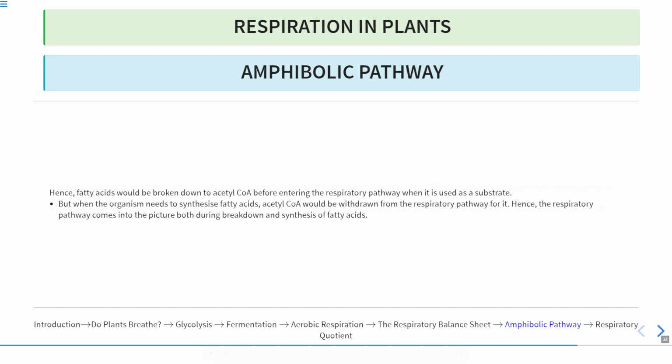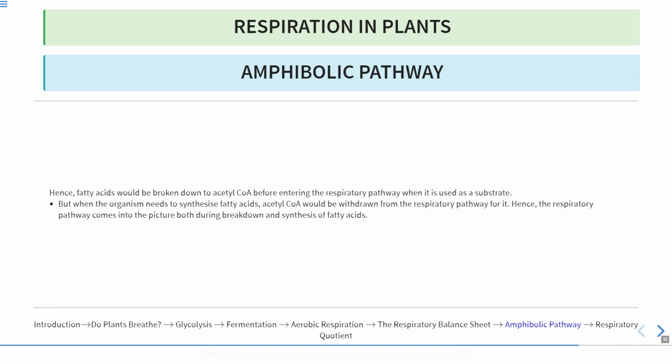Okay. So fatty acid would be broken down to acetyl coenzyme A before entering the respiratory pathway. It is used as a substrate. So acetyl coenzyme A can be used as a substrate for different reactions. In many of the reactions, it is used as a substrate, right? But when the organism needs to synthesize fatty acid, when there is a requirement of fatty acid, this acetyl coenzyme A would be withdrawn from the respiratory pathway, and hence the respiratory pathway comes into the picture both during the breakdown and the synthesis of fatty acid pathway.